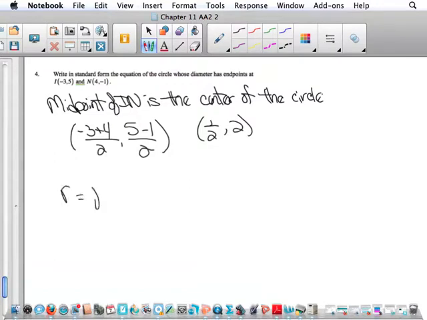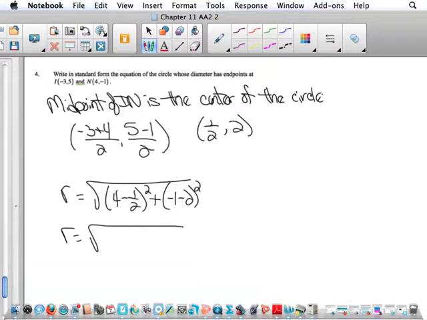So the radius is equal to the square root of the distance to one of the endpoints. For example, you could take (4, -1) and that midpoint: (4 - 1/2) squared plus (-1 - 2) squared. So the radius is equal to the square root of (7/2) squared plus (-3) squared, which is 9. So the radius is equal to the square root of 49/4 plus 9.